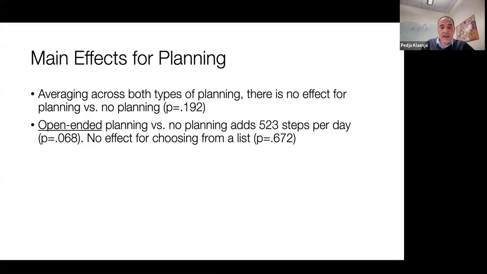And so I'll start with planning, because I think this is going to be a slightly easier thing to explain. So the main effects were not all that interesting, right? There was no effect if we average across everything. So basically both kinds of planning as well as the whole study, there was not much difference between asking people to plan versus not. However, if we break down by the type of planning, it looked like open-ended planning added about 500 steps on the following day versus no planning, while choosing from a list didn't do anything at all. So we're starting to see some differences based on what UI was being used for planning.